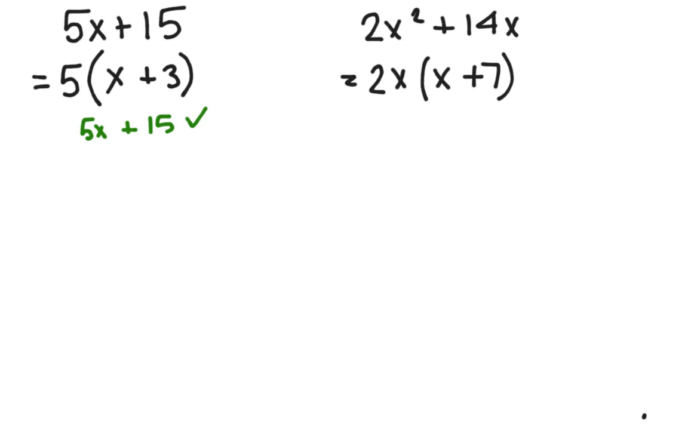We're going to double check. 2x times x is 2x squared. 2x times 7 is plus 14x. That's what I started with. We're good.